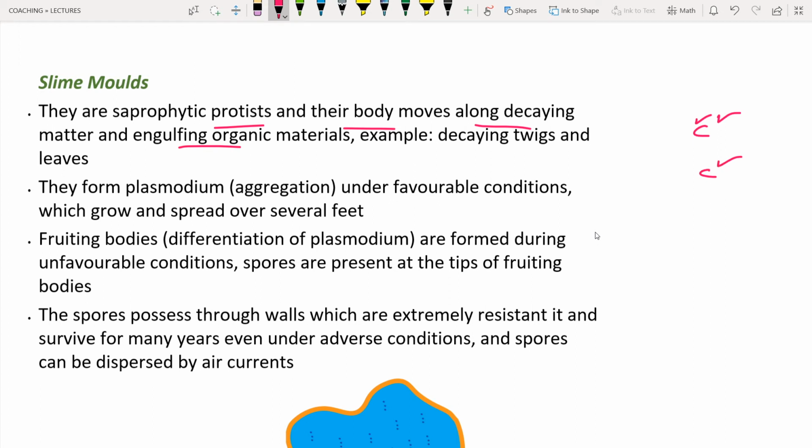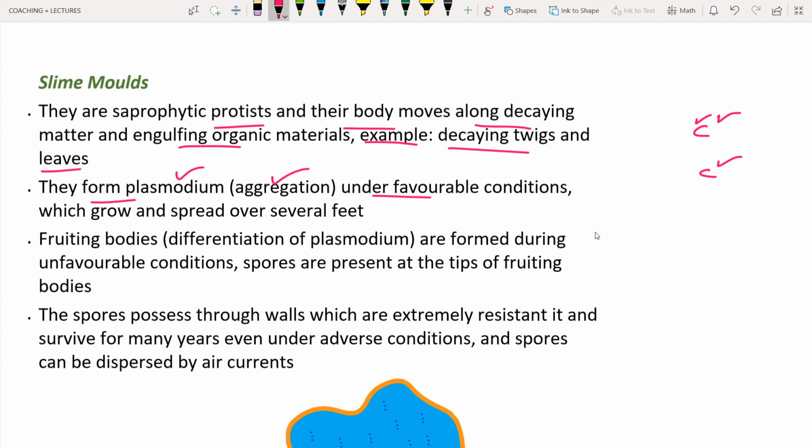Even organisms are made up of organic material, or you can call them biomolecules. Each and every organism is made up of biomolecules. So they feed on it, for example on twigs, leaves, or other dead organisms. So they form a plasmodium, that is an aggregation. The slime molds come together, and if the conditions are favorable, they form a plasmodium, and they grow and spread over several feet.